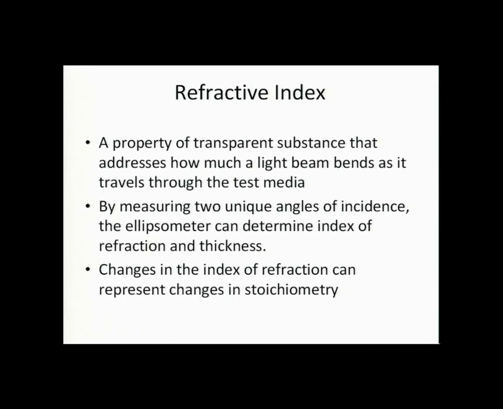So again, we talked about refractive index. If you're not really aware of what that is, it's the property of a transparent substance, and it addresses how much a light beam bends as it travels through the test media.